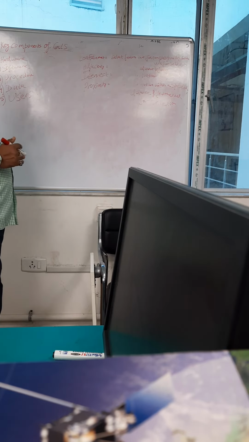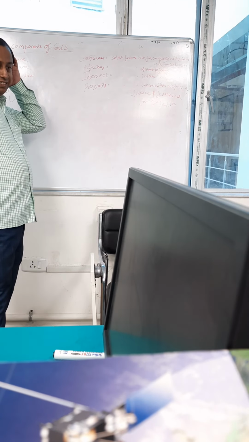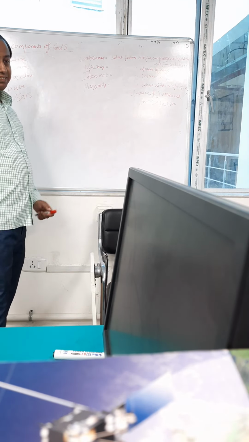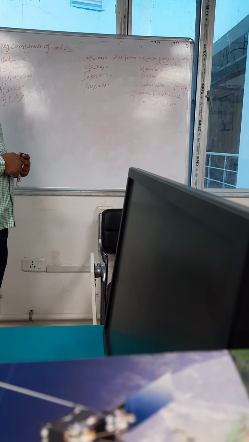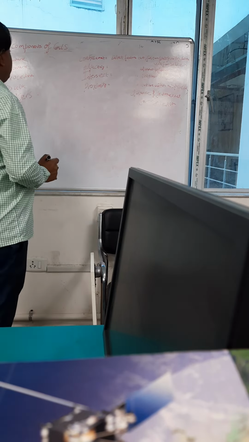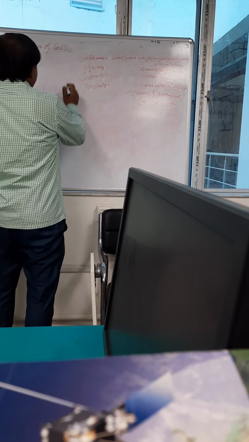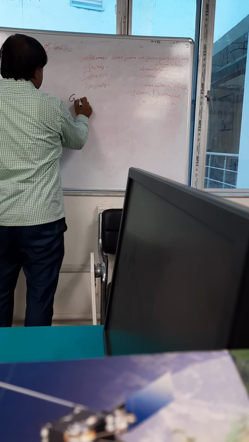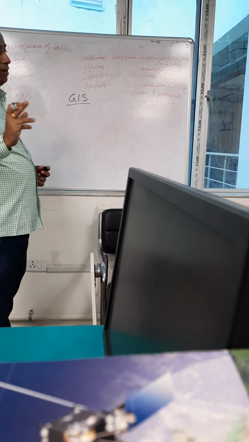So today, do you know what is GIS? Can you tell me what is the full form of GIS? I for information, S for system, G for geography. Yes, right. So today our main topic is GIS. What you have said is correct. This is Geographic Information System.